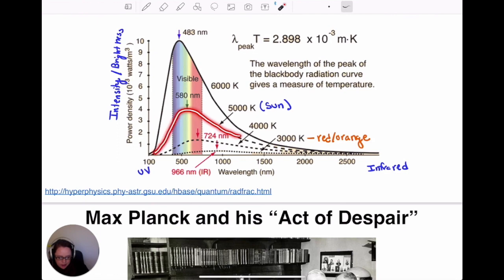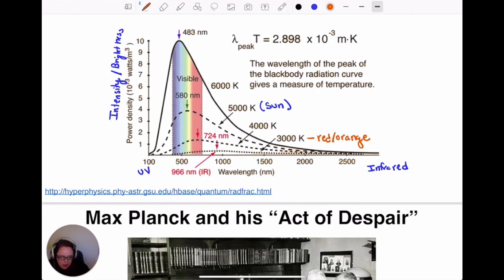5,000 is the sun. So this looks mostly yellow to us just based on the combination of wavelengths. The peak is at 580, so the peak is where the green light is. Plants have actually evolved to not absorb the strongest wavelengths of light from the sun for the most part, because it would just be too much energy.